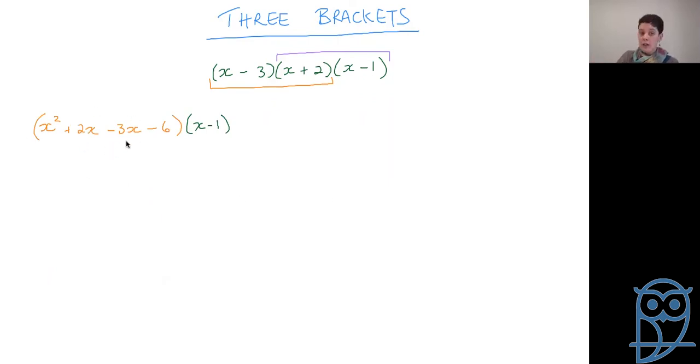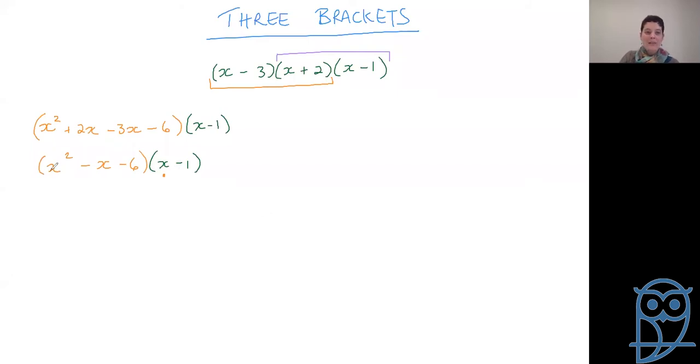Okay, we've got like terms, so we want to simplify. X squared, 2 minus 3, minus x, minus 6. And then we still have our beautiful green x minus 1. Now, we've got to multiply everything in the orange bracket by everything in the green bracket. So we're going to start by the x. And that's how I keep track of them.